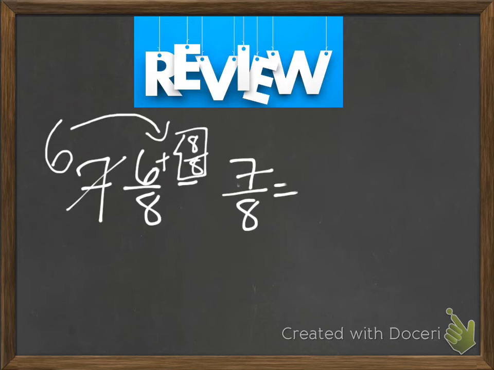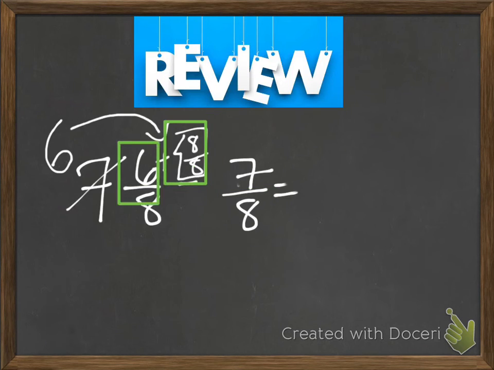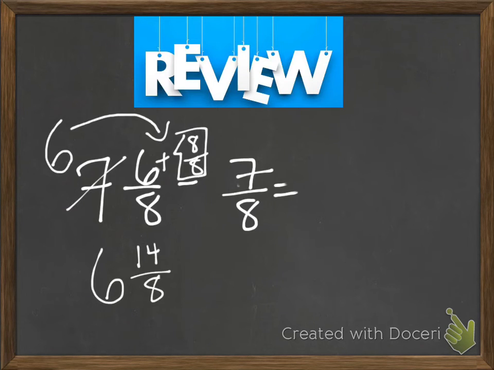Okay, and you're like, Mr. Brown, how did you get 8/8 as a whole number? Well, boys and girls, look, we got 8s and we got 8s, so I know that the whole number I'm taking out is going to be 8/8. So I'm going to add 8/8 to 6/8 so that I can subtract 7/8. So 6 plus 8 is 6 and 14/8. Subtract 7/8.